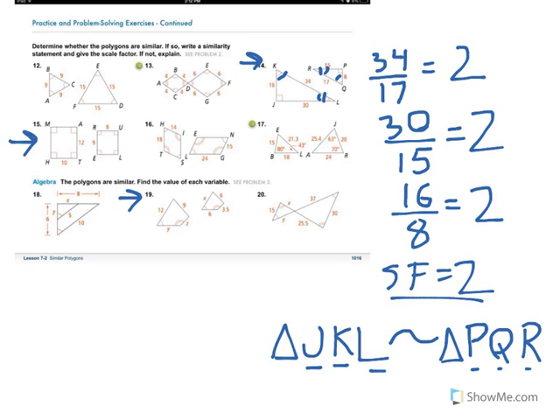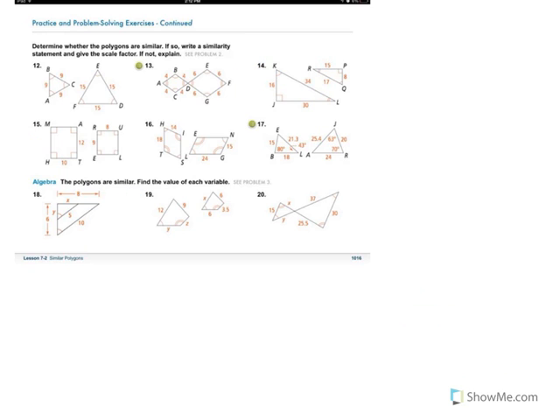Okay, so now let's look at number 15. I got two rectangles. All the angles are 90 degrees. So the angles all match up. That's fine. So let's see if the sides correspond. If I look at the big side on the big rectangle, I got 12. Now if I look at the big side on the small rectangle, I got 9.